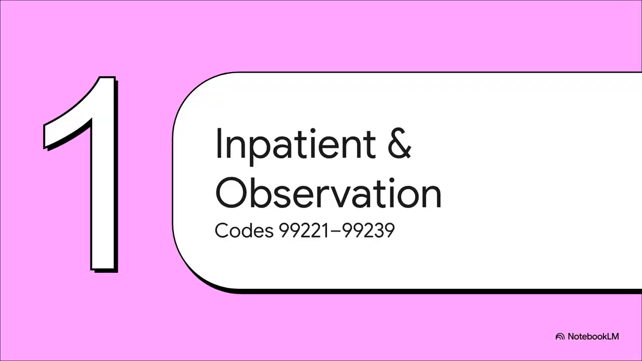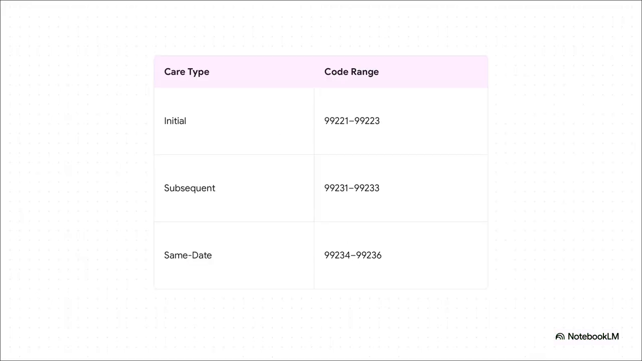All right, Section 1, Inpatient and Observation Care, codes 99221 to 99239. The absolute most crucial reminder here for your modern coding guidelines is that CPT actually went ahead and completely merged the rules for inpatient and observation care. So the codes are basically broken down chronologically. You've got your initial care codes, 99221 through 99223, and then your per day subsequent care codes, 99231 through 99233.